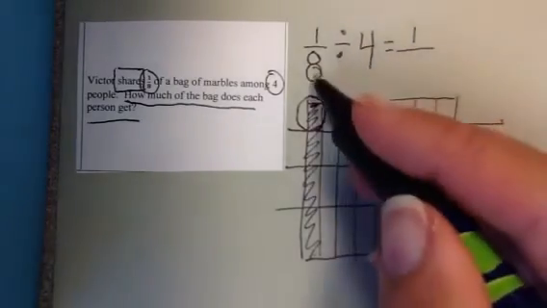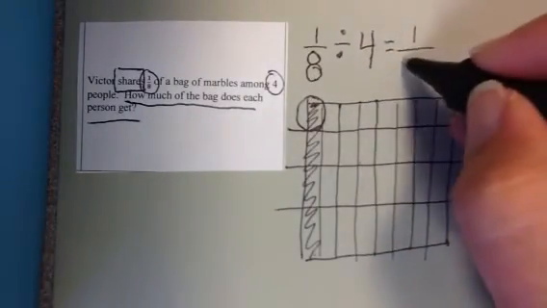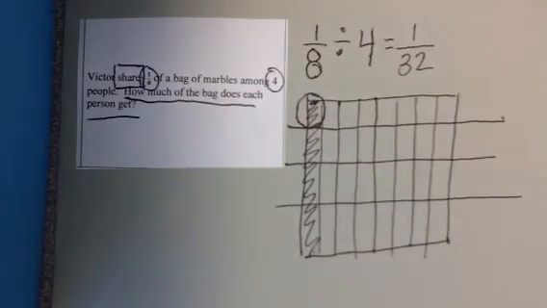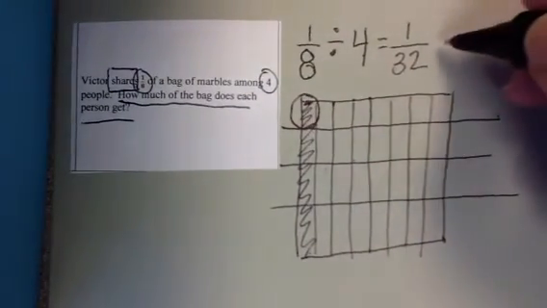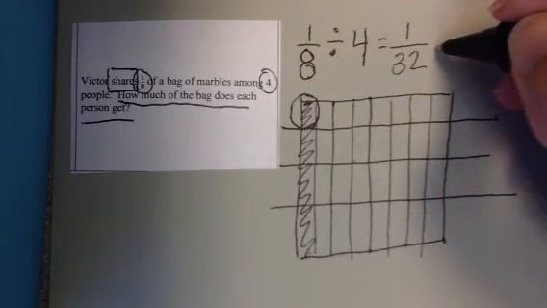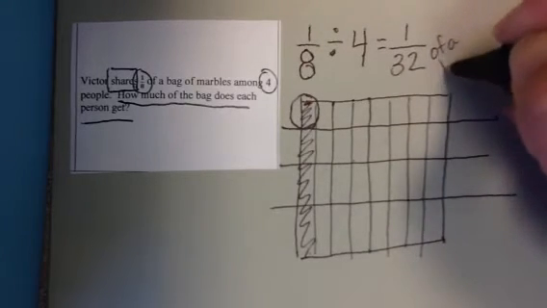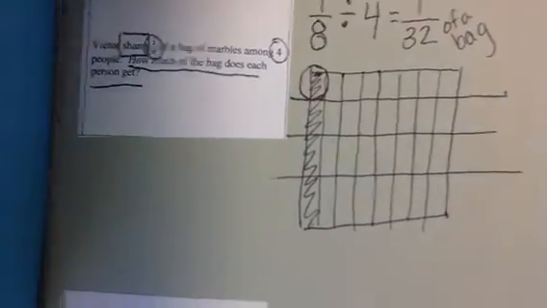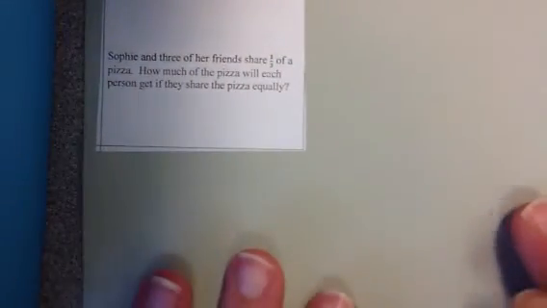1 out of 8 times 4 is 32. I could count all these and I should see that I have 32 squares. So each person gets 1/32 of a bag of marbles. 1/32 of a bag. Okay, let's talk about Sophie down here.